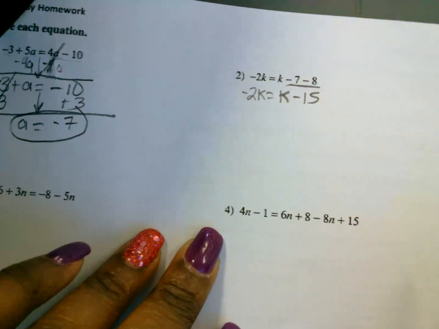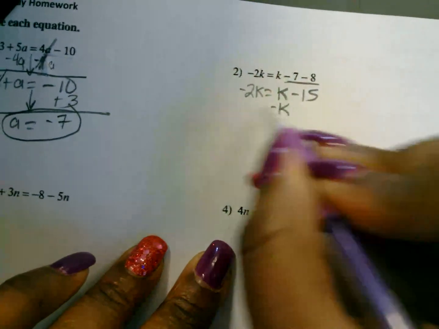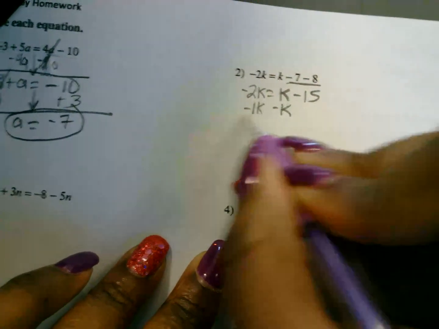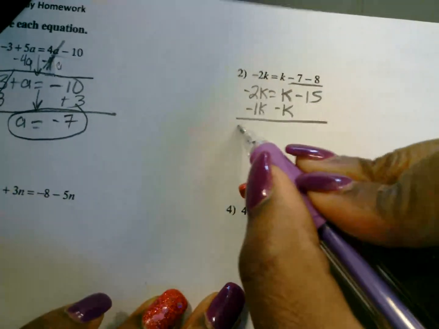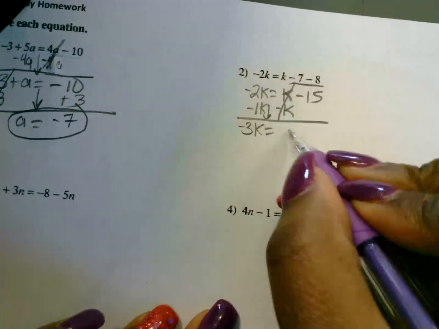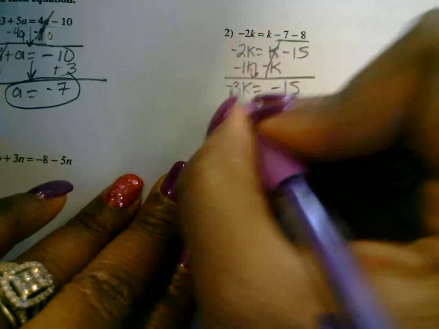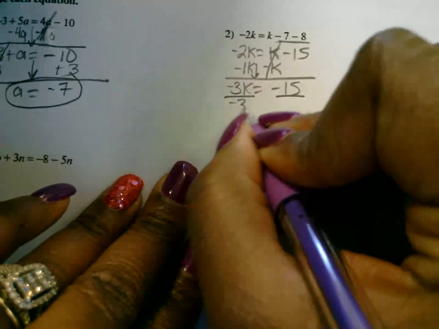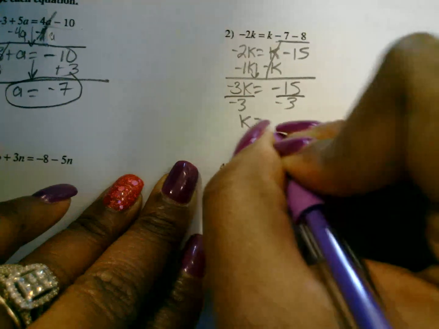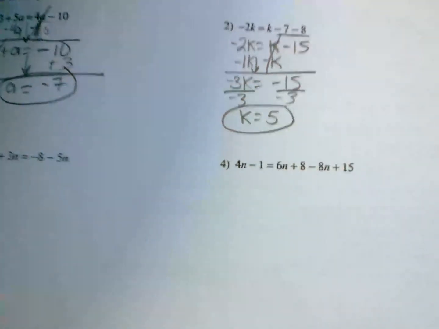Now let's move the variables to the same side. I'm going to move this one over here. So I'm going to subtract negative 1k from both sides. This gives me a negative 3k. This is gone, and I get negative 15. Now I am going to divide by a negative 3 on both sides. So we got k is equal to a positive 5. Okay?